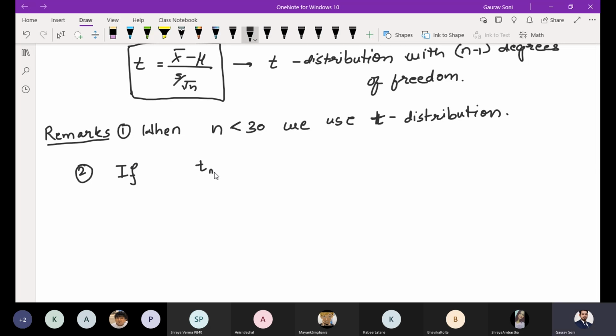Second one: t with n minus 1, look, this suffix is called the t with n minus 1 degrees of freedom, which is called the calculated value. This is less than t with n minus 1 alpha. This is the tabular value. What is alpha? Anyone? Alpha is the level of significance.